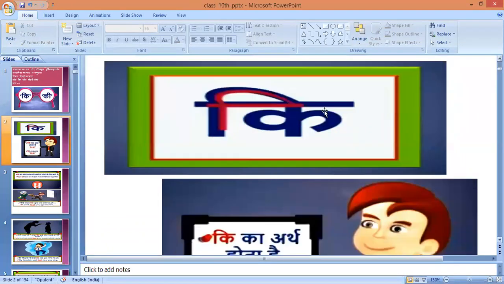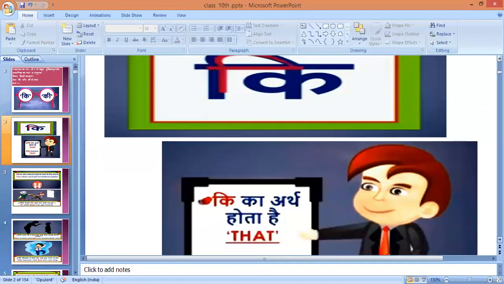Here you can find the short pronunciation key with a red mark. It means how the short pronunciation key is written, what we say choti e ki matra. The red color shows the choti e ki matra. छोटी ई की मात्रा का उच्चारण क्या है? की. की का अर्थ क्या है? What is the meaning of की? की का अर्थ होता है that.